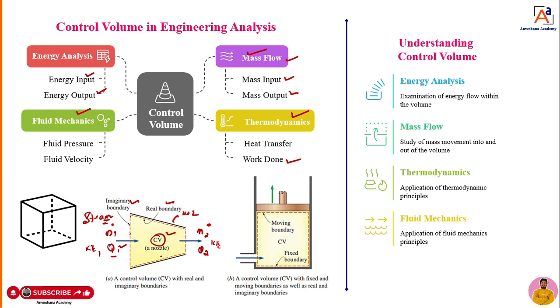That control volume may be fixed or it may be moving. Why so? Because the boundary may move. If the boundary starts to move, the control volume will move. Okay, control volume is a volume where a fixed or definite volume is considered for the study of mass and heat interaction. That is known to be control volume.